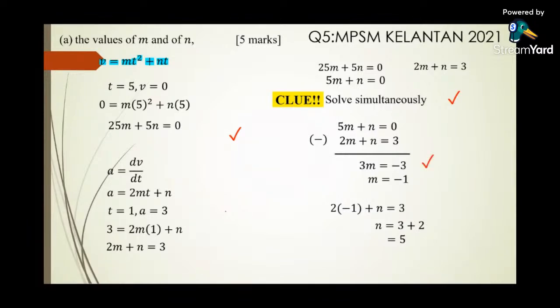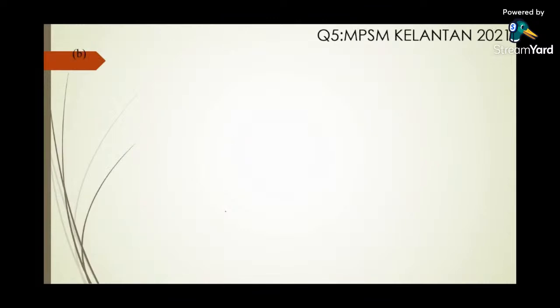And then mana? Lepas tu awak eliminate any unknown. Asalnya kita ada m and n. Kita ada dua unknown. Now we have only one unknown. So kat situ dah dapat markah. Is either you solve m first ataupun you solve n first. InsyaAllah dapat markah. And then markah dia for value of m and n. Okay, B.